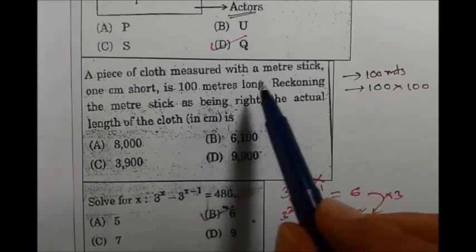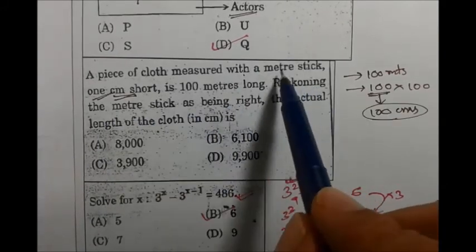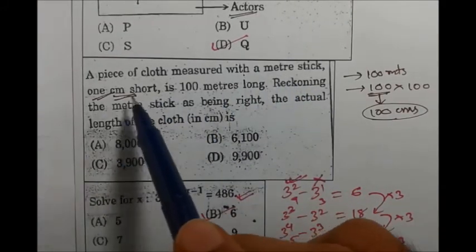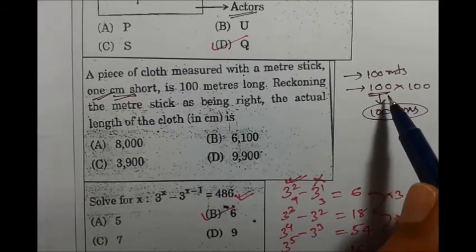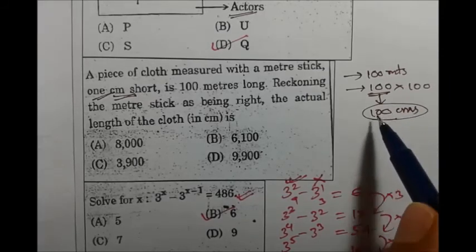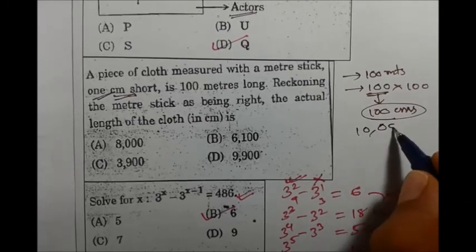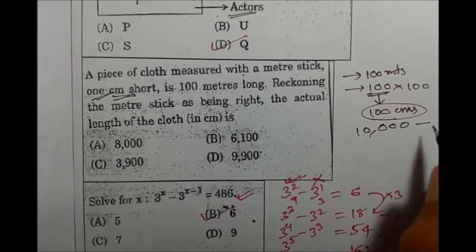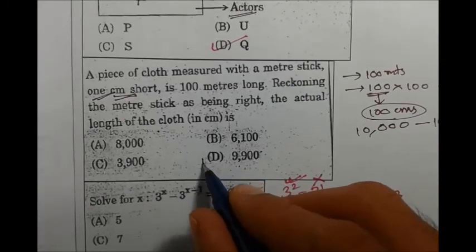And he also gave that for every meter, 1 centimeter is short. So I have 100 meters here, so I will be short by 100 centimeters overall. So 100 into 100, which is 10,000, and 10,000 minus this 100 is equal to 9,900.